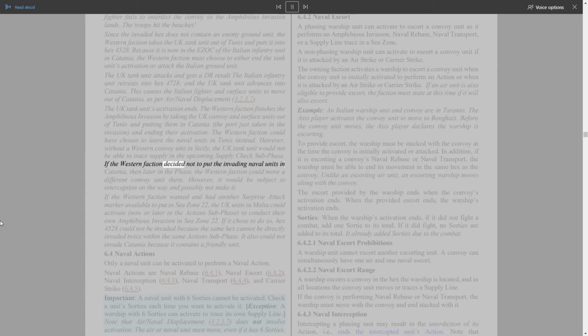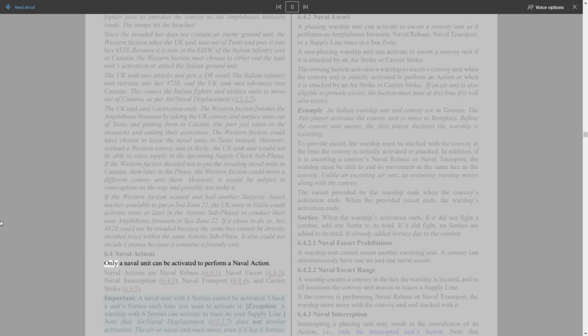If the Western faction decided not to put the invading naval units in Catania, then later in the phase, the Western faction could move a different convoy unit there. However, it would be subject to interception on the way, and possibly not make it. If the Western faction wanted, and had another surprise attack marker available to put in Sea Zone 22, the UK units in Malta could activate, now or later in the actions subphase, to conduct their own amphibious invasion in Sea Zone 22. If it chose to do so, hex 4528 could not be invaded, because the same hex cannot be directly invaded twice within the same actions subphase. It also could not invade Catania, because it contains a friendly unit.